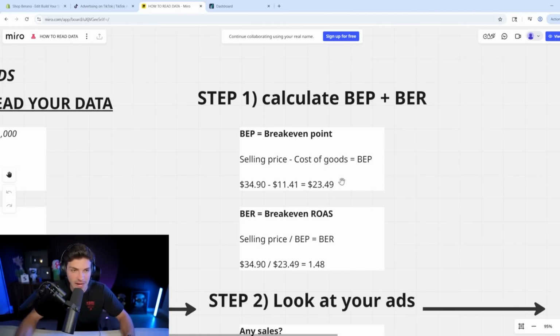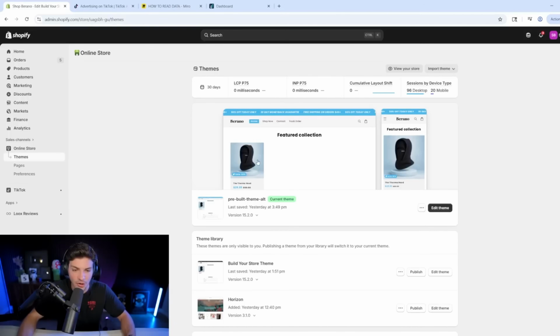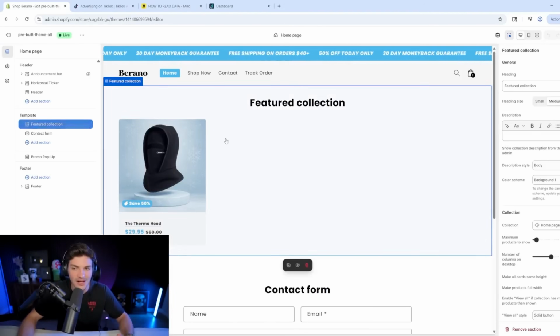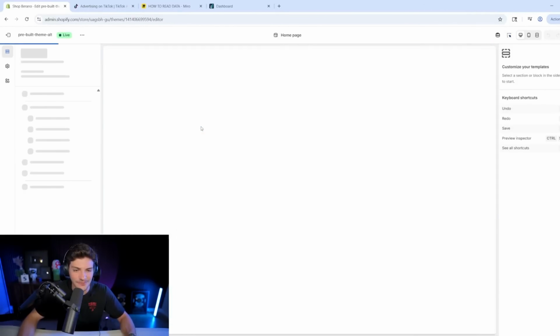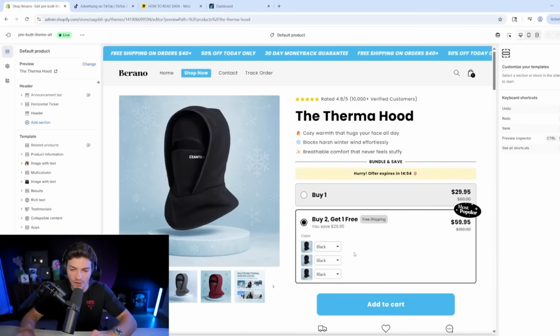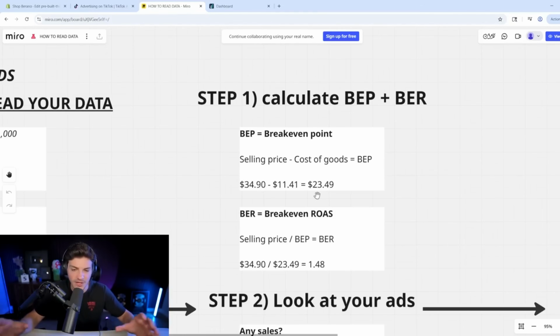So for this current product we're selling, which is our hood reminder, I'll pull up the product page for you. I'll give you a quick refresher here. So we're selling one for $29.95 plus $4.95 shipping. And then if they buy 2, they get 1 free for $59.95, essentially. So when it comes to calculating our break-even point, we have $34.95, which is the selling price plus the shipping fee, minus our cost of goods, which is $11.41.